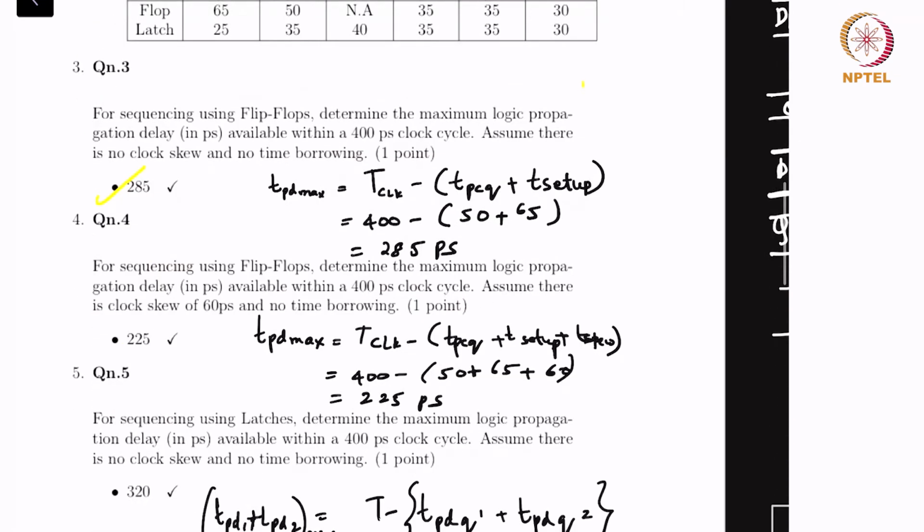Now moving on to question 4, it is the same, except in question 4, assume there is a clock skew of 60 picoseconds. So adding the clock skew in the formula, we get 225 picoseconds as the answer.